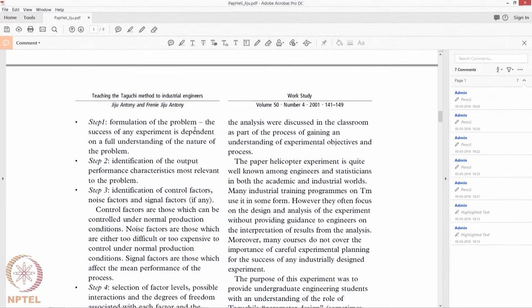This is not specific to design of experiment. If you think about it, this is what we teach in our functional conceptual design, in our product design lab and all that. First is, what is your problem statement? The question is not what your problem is. Your problem statement is different from your problem. First you need to know what your problem is, then you need to say what your problem statement is. You can say, increasing the efficiency is my problem.